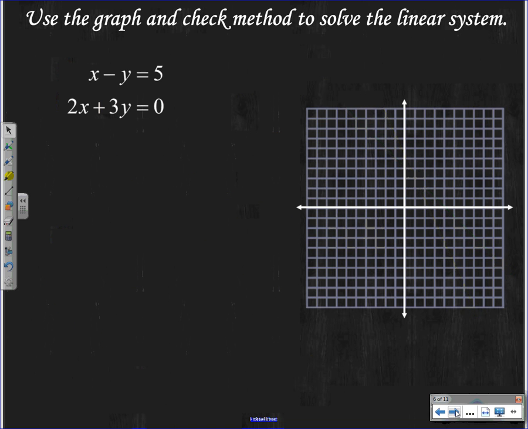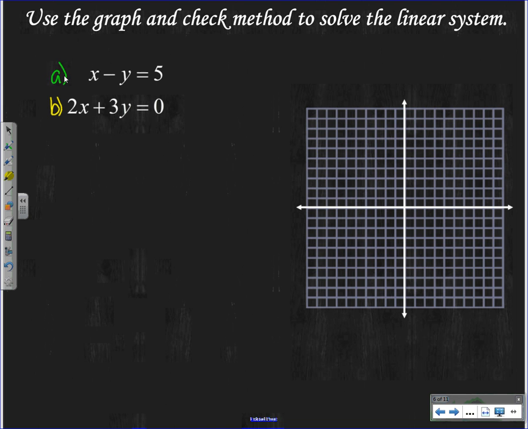So here's our next problem. x minus y equals 5 and 2x plus 3y equals 0. Okay, same thing again. I'm going to have an A and a, oh, let me change that, sorry. I'm going to try and keep my color consistent today for you guys. An A and B. Okay?